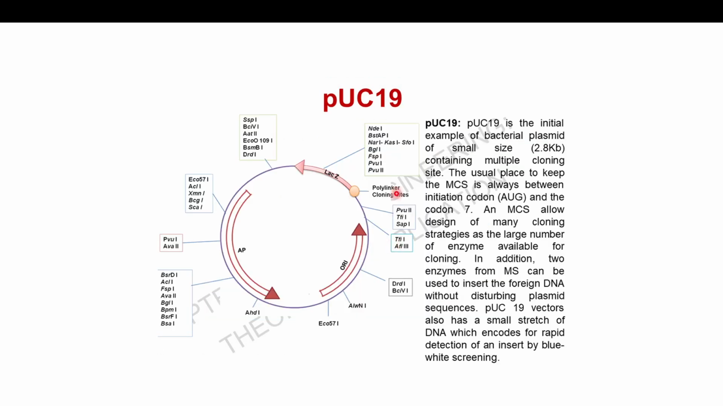Another example is pUC19. It has a lacZ promoter, and it is the initial example of a bacterial plasmid having a small size and containing a multiple cloning site. Okay, there is an origin of replication, and it also harbors an ampicillin resistance gene. So again, it has all the minimal features that are definitely required for a plasmid, for a vector. Okay.